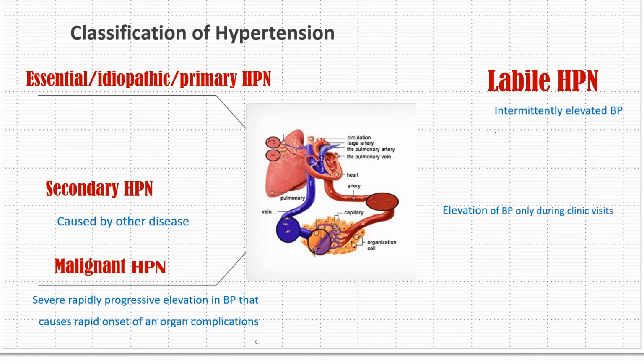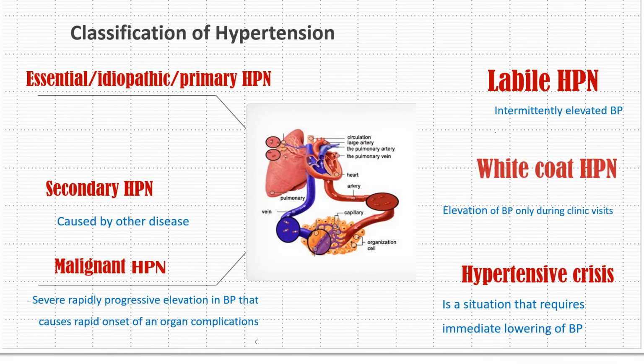Yung labile hypertension is the intermittently elevated na ang BP niya. Mayroon tayong tinatawag na white coat hypertension, elevation ng BP only during the clinic visit. Na pag nasa bahay pig BP, okay ang BP, or pag nasa ibang lugar, tapos binipi mo siya, normal ang BP niya. But during consultation, laging mataas yung BP. And hypertensive crisis, this is the situation that requires immediate lowering of BP. Because ito yung klase ng mga pasyente na kahit umiinom sila ng gamot, hindi bumababa yung BP.